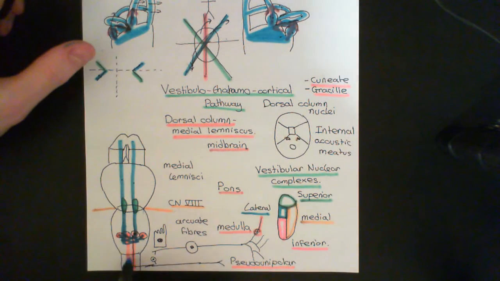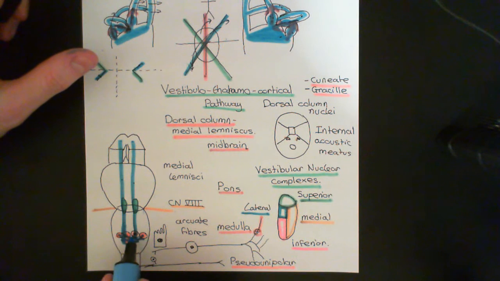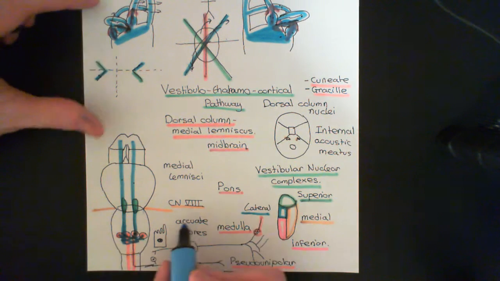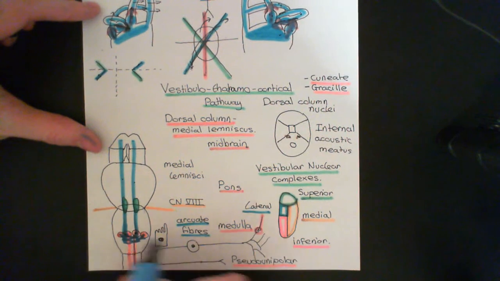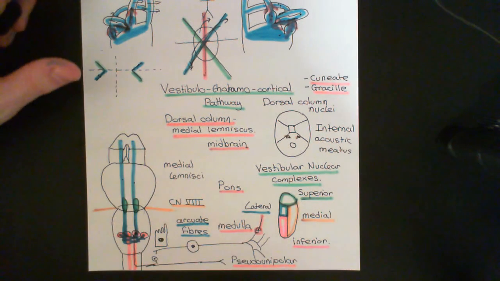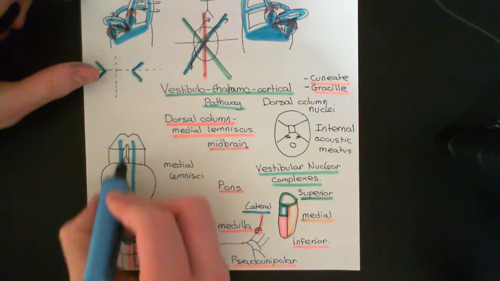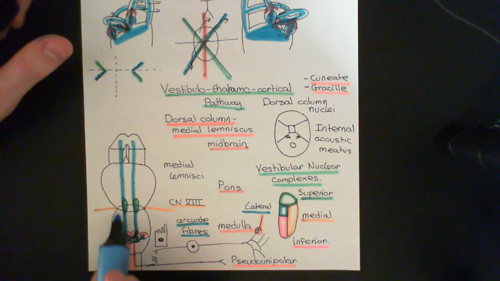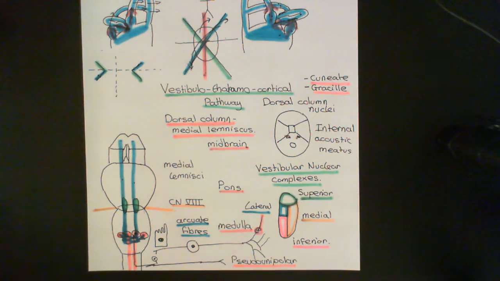So primary neurons which ascended in the left dorsal column will synapse on second order neurons which will have their cell bodies in the left dorsal column nuclei, and that second order neuron will send its process across in the arcuate fiber portion, and then it will go up on the contralateral medial lemniscus, in this case the right medial lemniscus, and that axon will go up to the thalamus where it will synapse on a third order neuron.